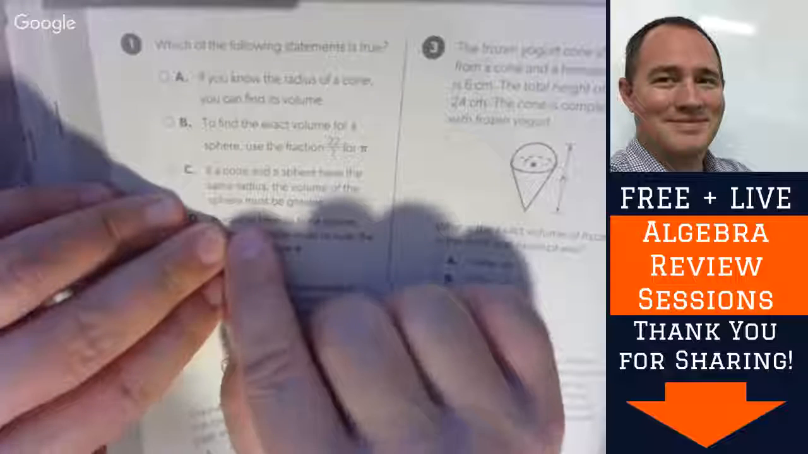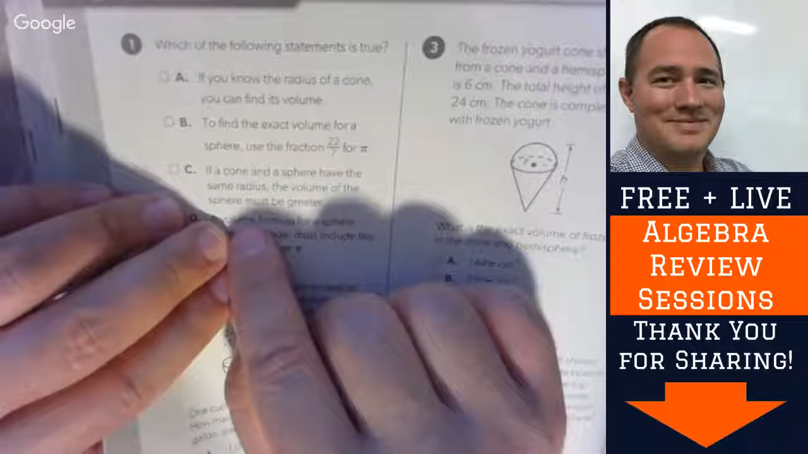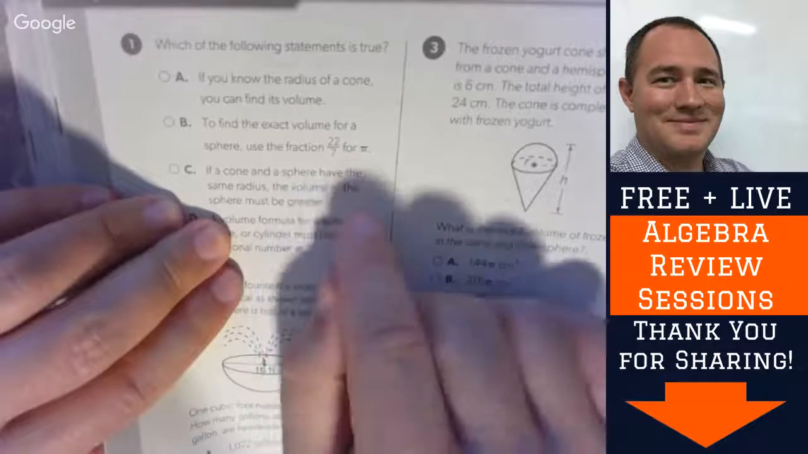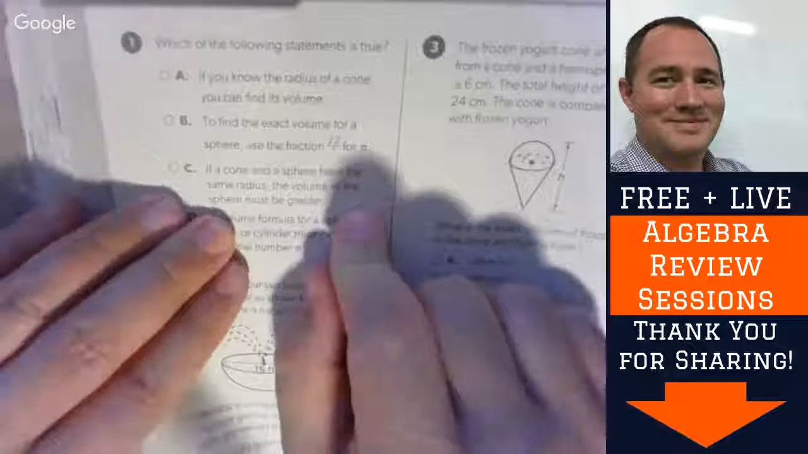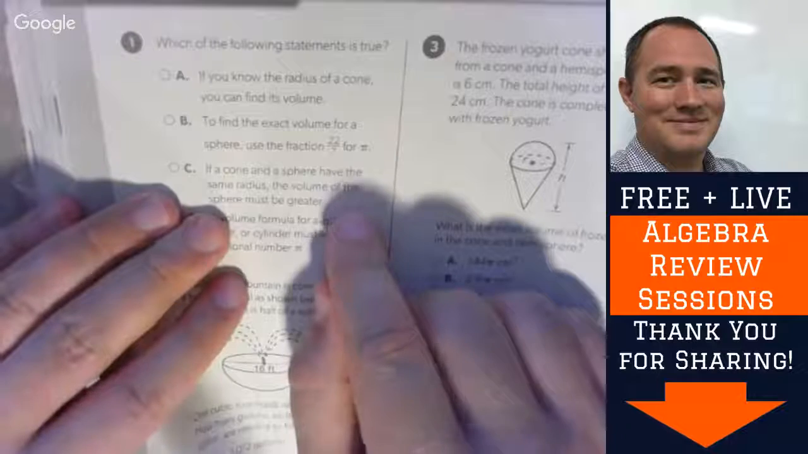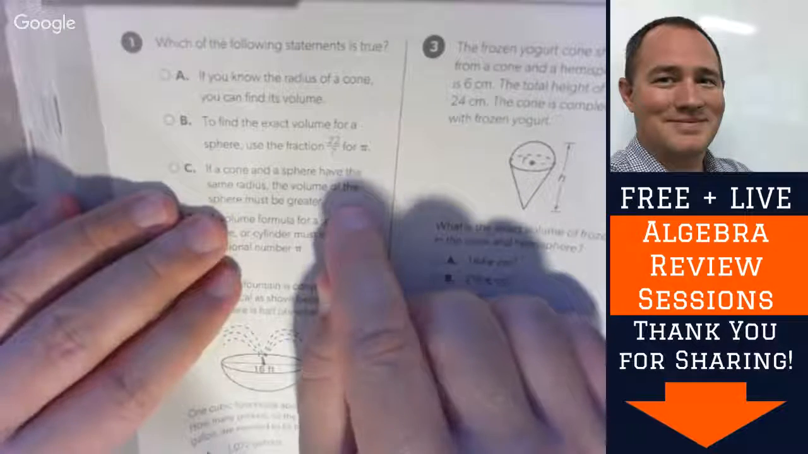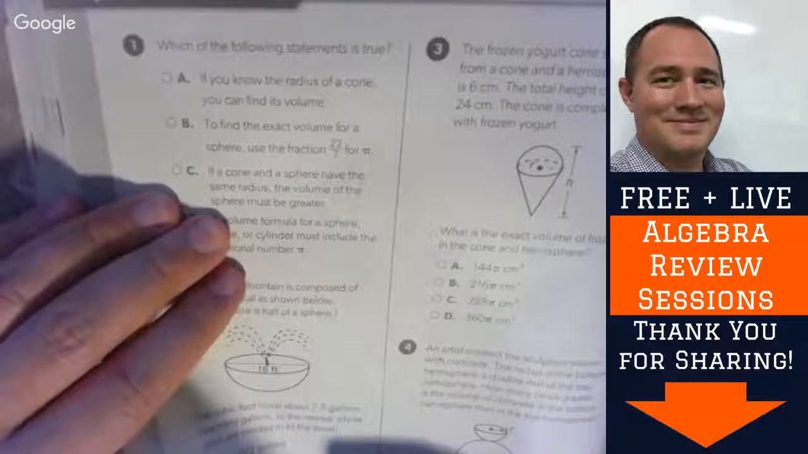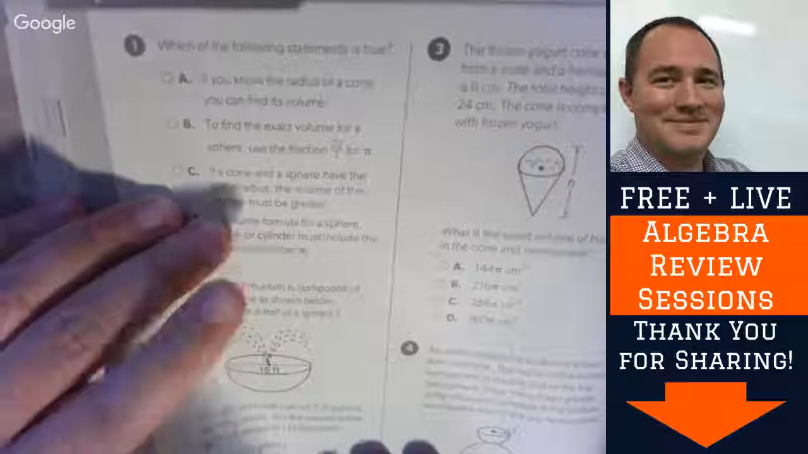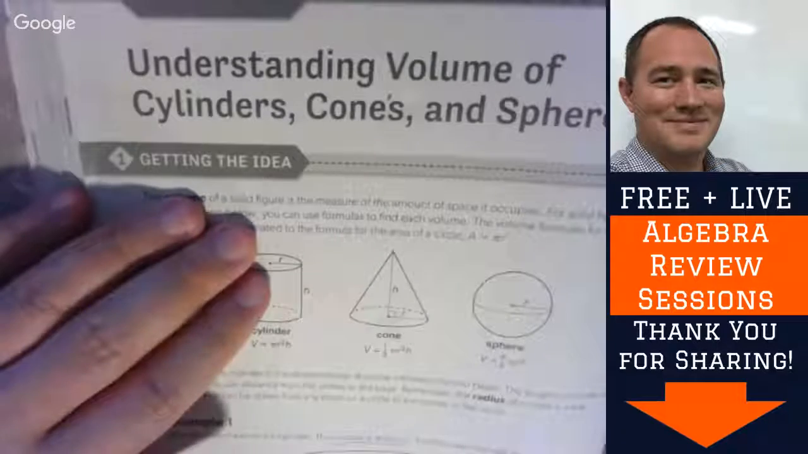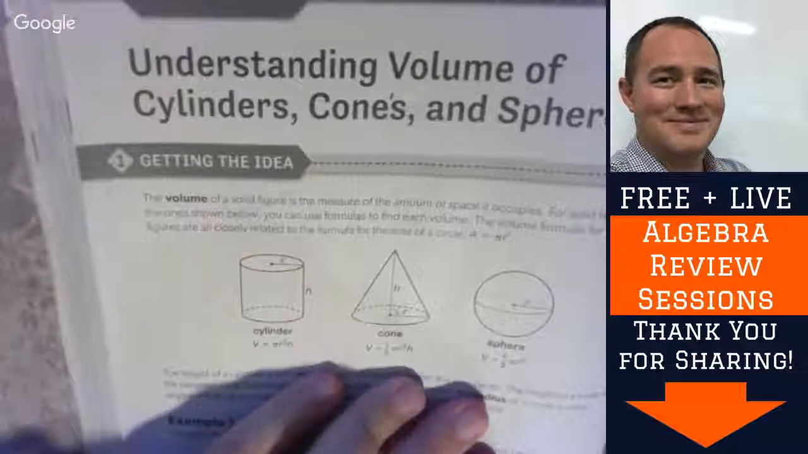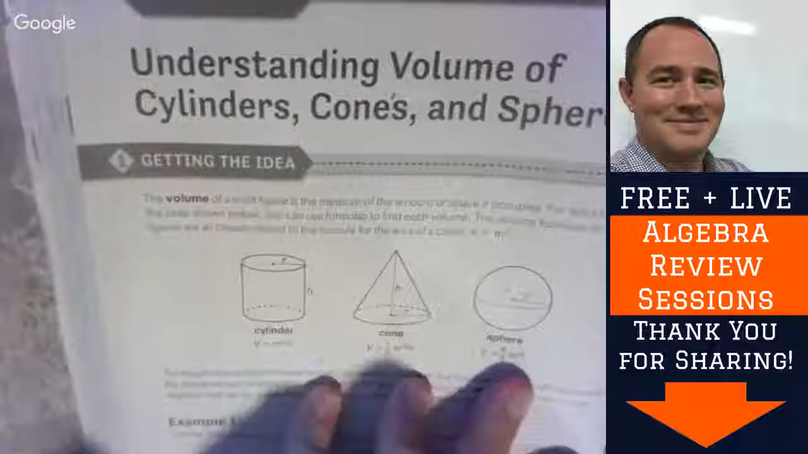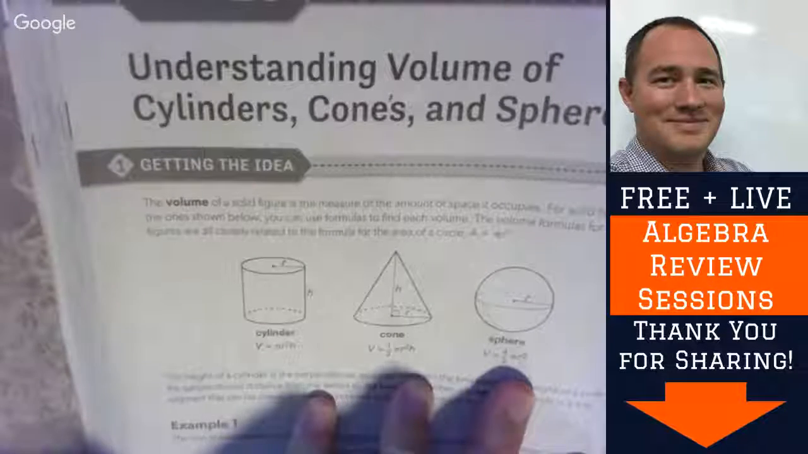If a cone and a sphere have the same radius, the volume of the sphere must be greater. So if they have the same radius, the volume of a sphere must be greater. Now, that kind of depends because it's only talking about the radius. So it's a little bit of a trick question.